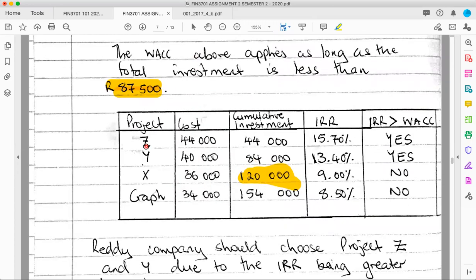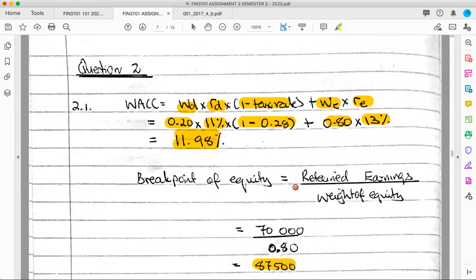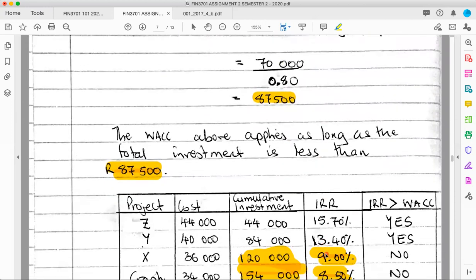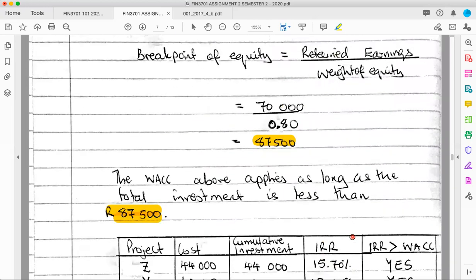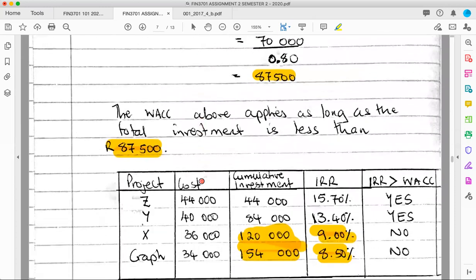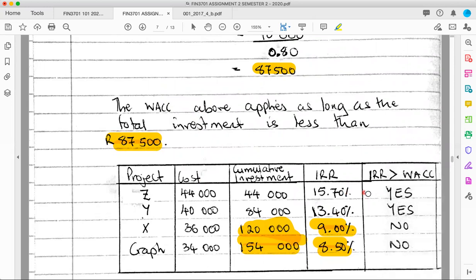Likewise, if we invest in Z, Y, X, and Graph, our total investment will be 154, which is more than 87,500. So we can't use that WACC to make investment decisions. But anyway, we don't have to worry about that, because we find that when we get to Project X and Project Graph, the IRR values are less than the weighted average cost of capital. Only Project Z and Y have internal rates of return which are greater than the weighted average cost of capital. So that means we can only accept Project Z and Project Y.